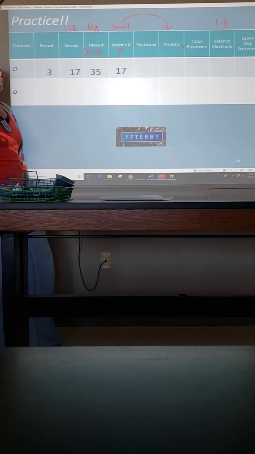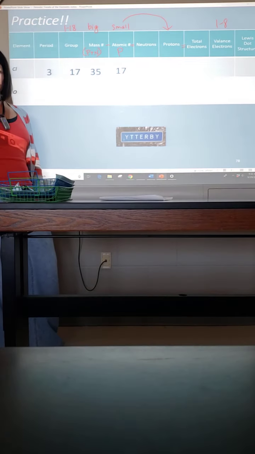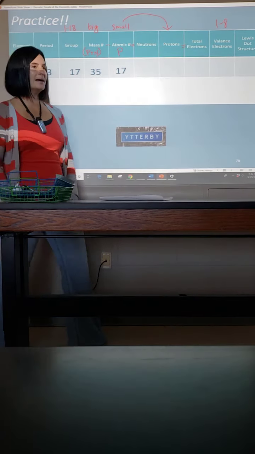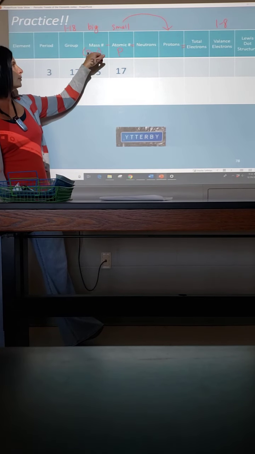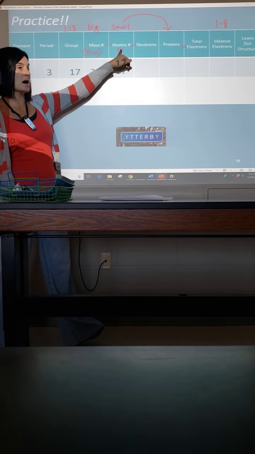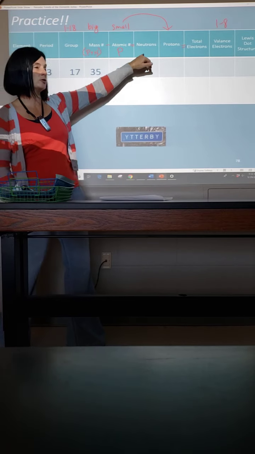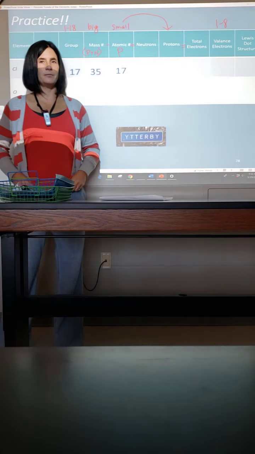And we need to do a little bit of math here. 35 minus 17, or our protons plus neutrons minus protons, will leave us with just our neutrons. What number is that going to be?